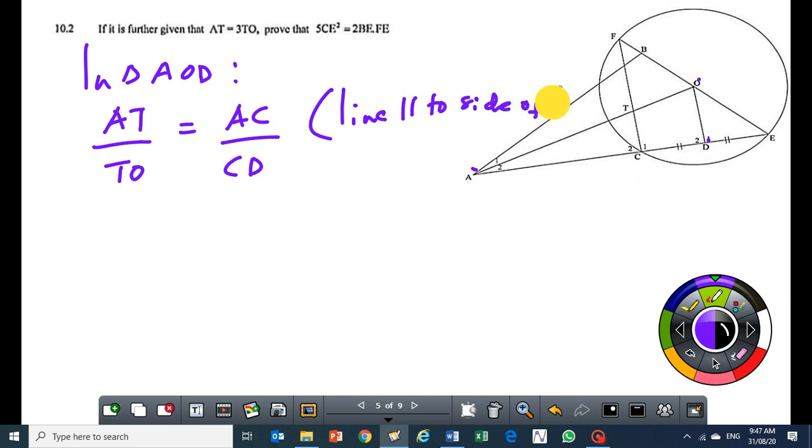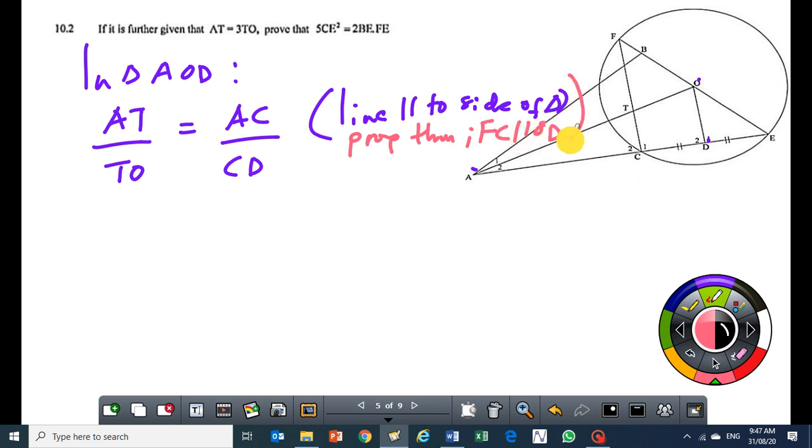Okay? This is the main one. But if you like to write proportion theorem, don't forget to write the lines that are parallel. That's a very common mistake. So if you decide that you want to say proportion theorem, then you need to state the lines that are parallel. Here it will be FC is parallel to OD.